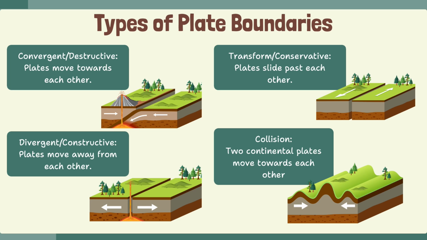But essentially, with both of them, it's plates moving towards each other. The only difference is with collision, it's 2 continental plates that are moving towards each other, and with convergent, it's oceanic and continental. So that's the big difference, but there's technically 3.